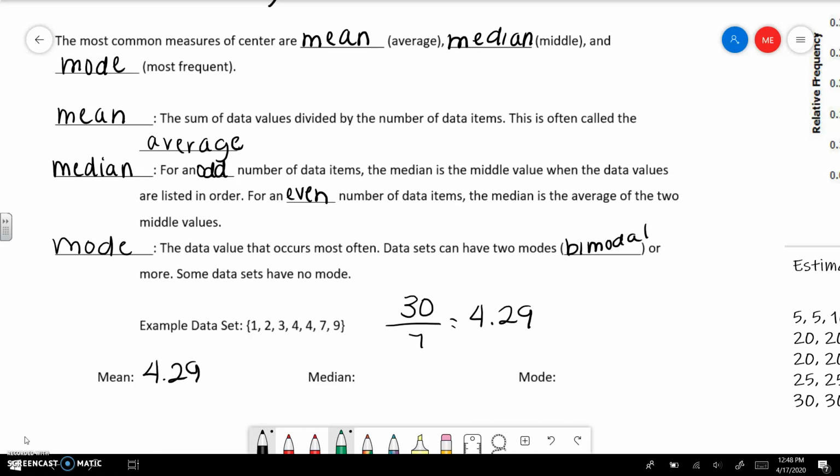And the median is the value in the middle. So if we find the middle value, it is 4, and it is that single value because there are an odd number of data items. And then the mode is the value that occurs the most amount of times. And in this case, the only number that repeats itself is 4. So 4 is our mode.